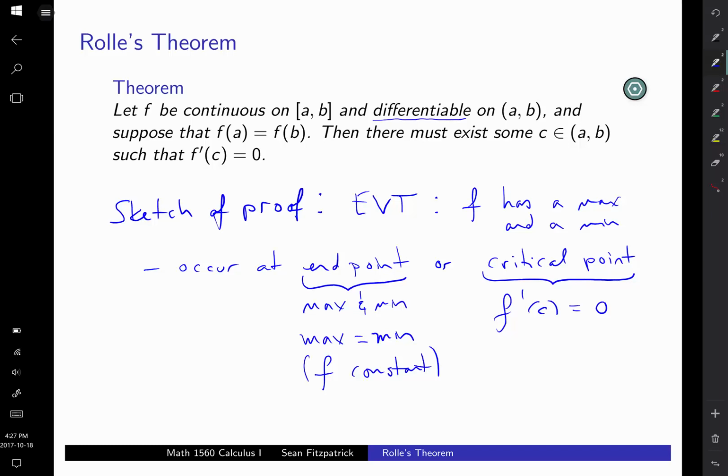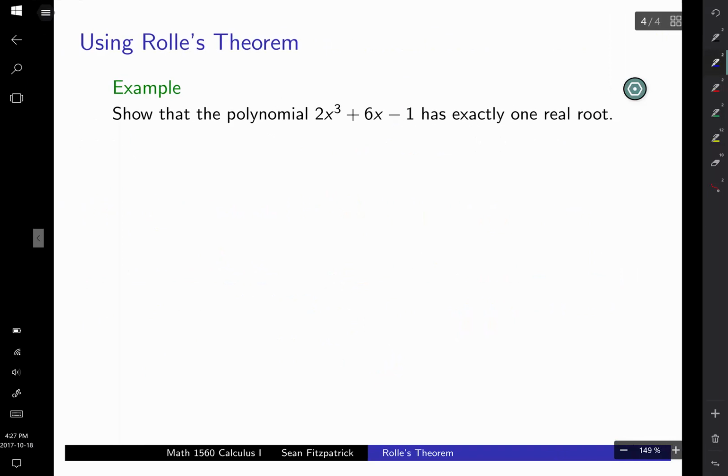Okay, so Rolle's theorem guarantees the existence of this point where the derivative is 0. It guarantees the existence of a horizontal tangent somewhere between the two endpoints, as long as we know that our function takes the same value at each endpoint. All right, so what can we do with Rolle's theorem? Well, the main reason we care about Rolle's theorem is because we're going to use it to prove the mean value theorem, and the mean value theorem has lots of uses. But what are some other things we could do with Rolle's theorem? Well, here's an example that's pretty similar to something you've got on your third written assignment. Let's show that this polynomial has exactly one real root. So how can we show that it has exactly one real root?